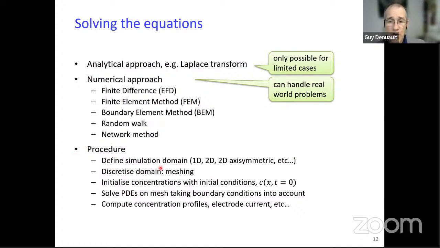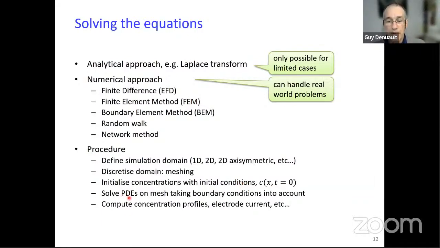So you need to define your simulation domain. You need to decide whether it's a 1D, 2D, or 2D axisymmetric, maybe 3D simulation domain. You need to discretize the domain. So we're going to talk about meshing. This is particularly important when we do finite element simulations. We need to initialize the concentrations. So basically say to the simulation, this is what we have in our electrochemical cell.